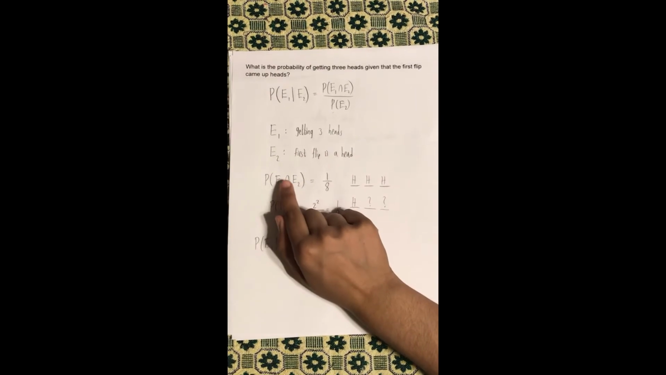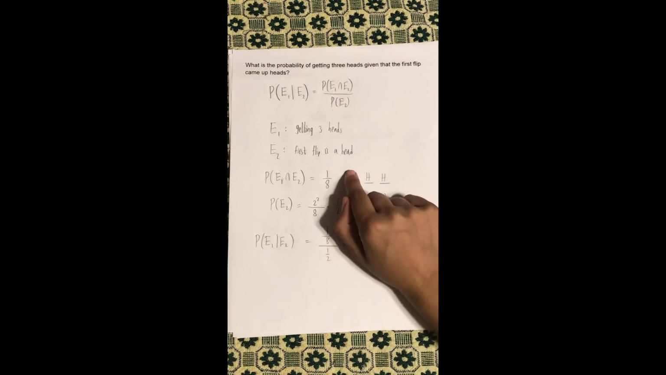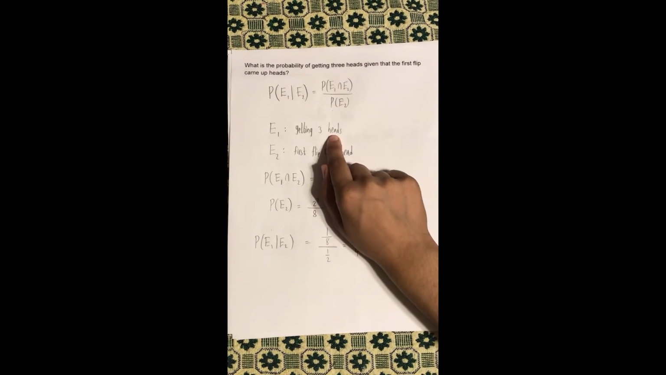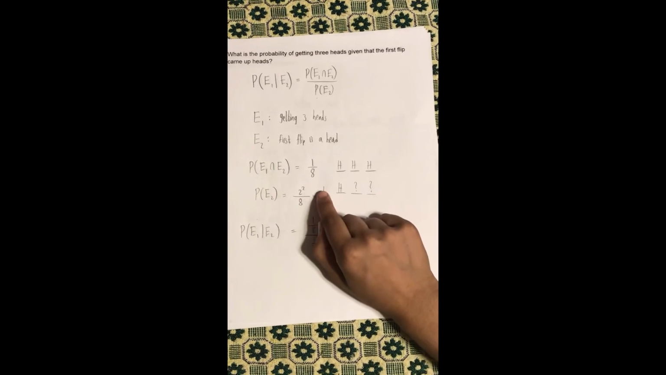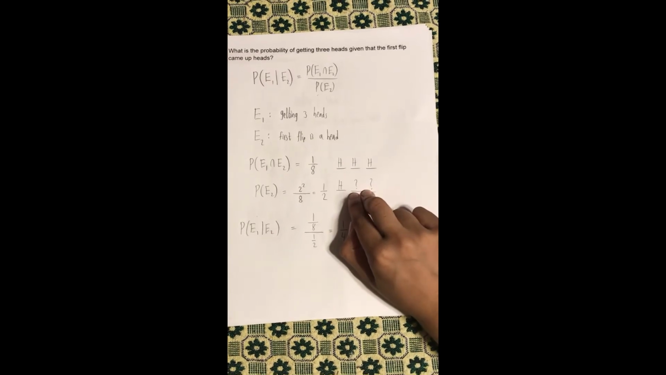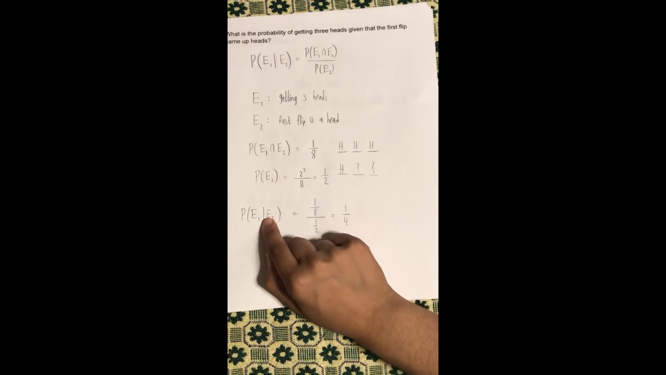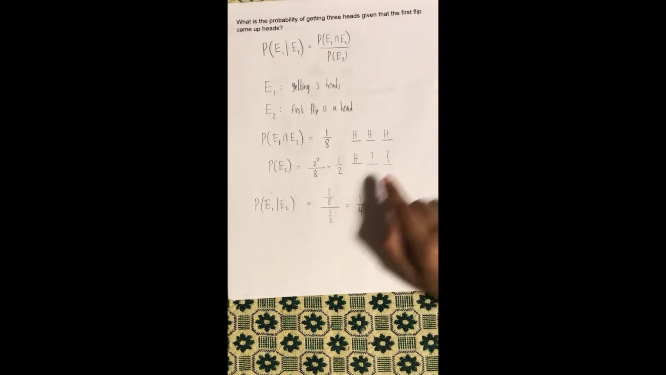Probability of E1 intersection E2 is equal to 1 over 8, because since we're flipping a coin 3 times and we're getting 3 heads, all of the flips must be heads, including the first flip. P of E2 is equal to 2 squared over 8, which is equal to 1 over 2, because the first flip must be a head, but the second and third flip can be either a head or a tail. By this, the probability of E1 given E2 is equal to 1 over 8 divided by 1 over 2, which is equal to 1 over 4.